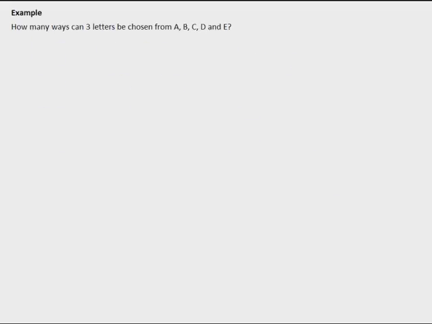Okay, let's stick with the same 5 letters. How many ways can I now pick 3 letters from A, B, C, D, E? Again, the word chosen implies that I'm not concerned with ordering the letters among themselves. Again, I'm going to list the ways. A, B, C, A, B, D, A, B, E. A, C, D, A, C, E, A, D, E. So now I've covered all triplets that have the letter A in them.